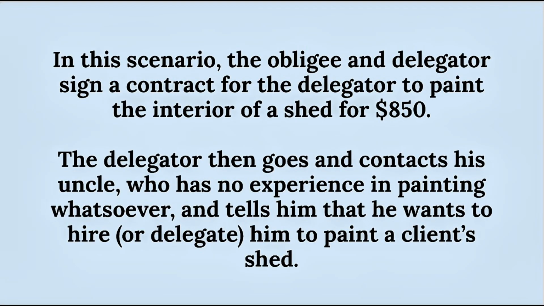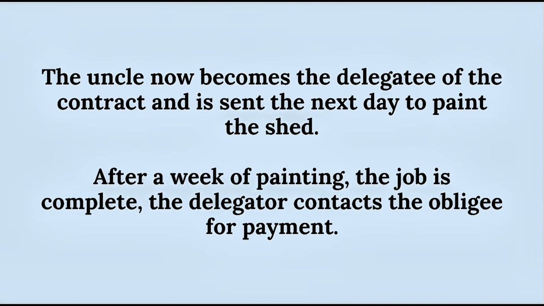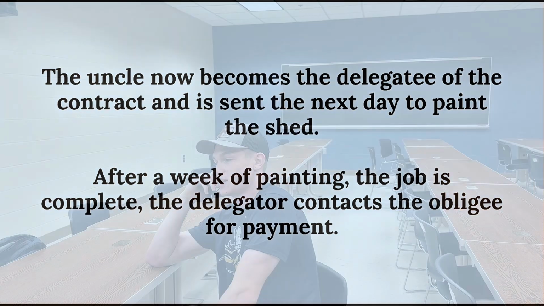The obligee and delegator sign a contract for the delegator to paint the interior of the shed for $850. The delegator then goes and contacts his uncle, who has no experience in painting whatsoever, and tells him that he wants to hire or delegate him to paint a client's shed. The uncle now becomes the delegatee of the contract and is sent the next day to paint the shed. After a week of painting, the job is complete. The delegator contacts the obligee for payment.